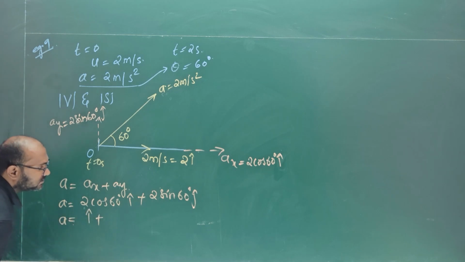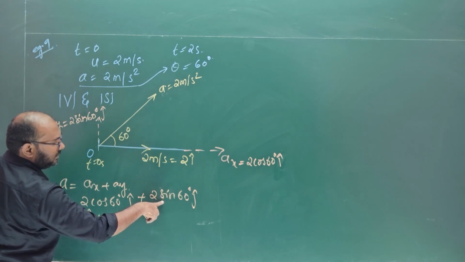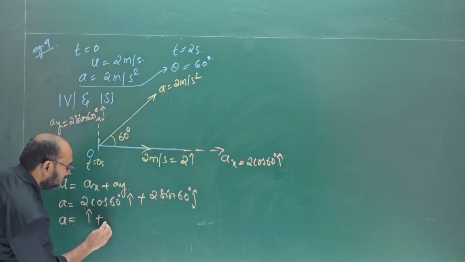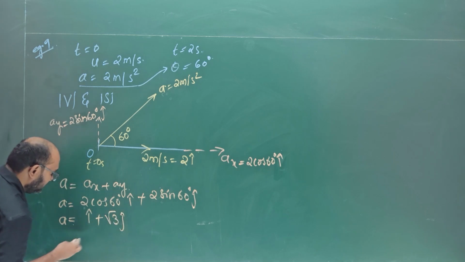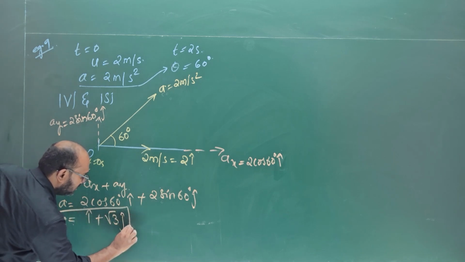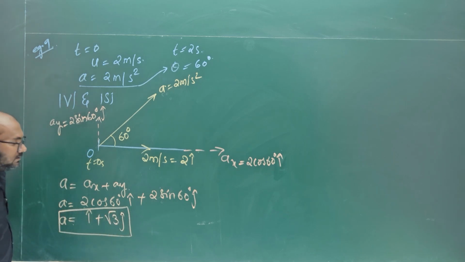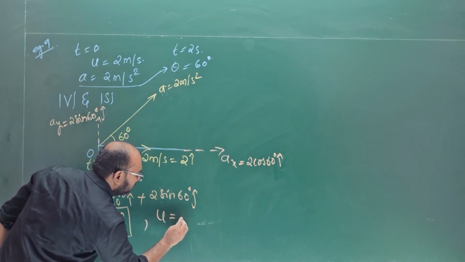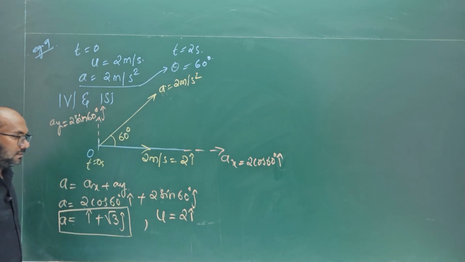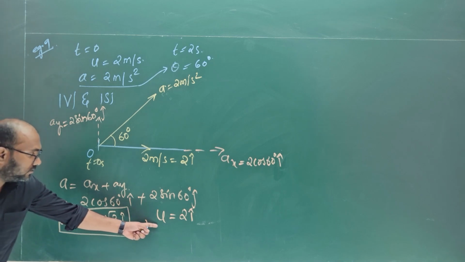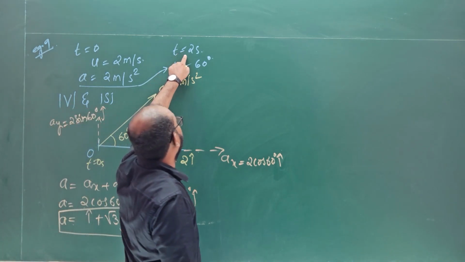So i cap plus sine 60 degree, that is root 3 by 2, the 2 gets cancelled. Left out is root 3 j cap. So this is your acceleration. Then what is your initial velocity? u. u is along i cap. So you have a, you have u, and you also have the time.